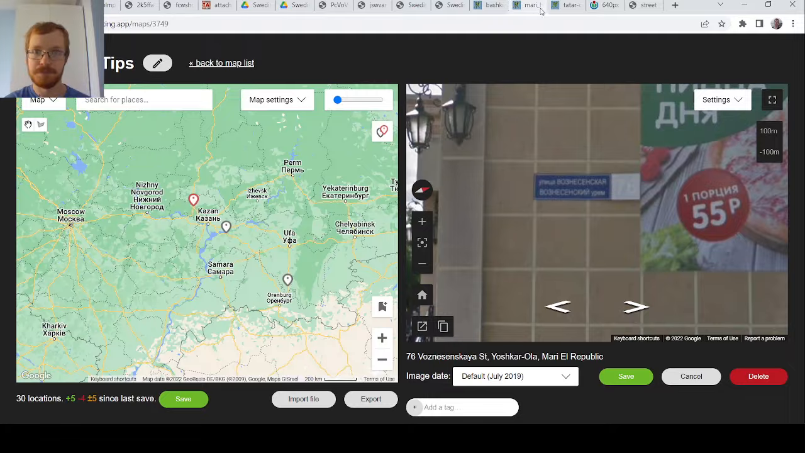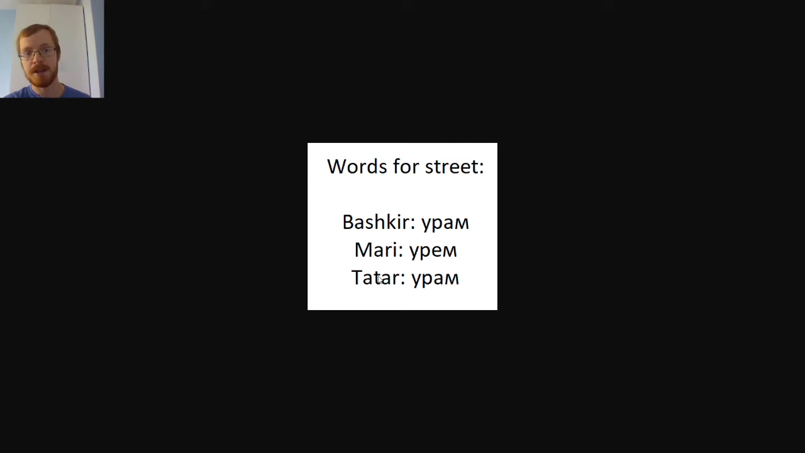So yeah, here you can see that street is very similar in all three languages, Uram or Urem or something along those lines. So if you see these words on a street sign, or even an abbreviation like just the UR alongside Ulica, which is street in Russian, then you might be in one of these three republics.